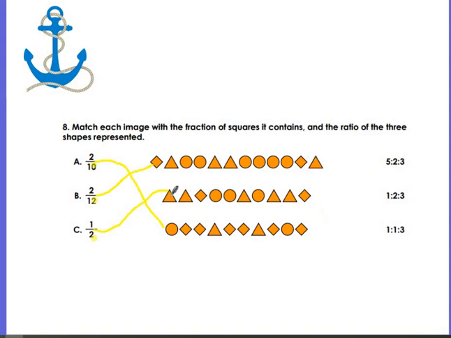So like we said, here we've got 5 triangles. We've got our 5 triangles here. 1, 2, 3, 4, 5. And then we have got 2 diamonds, 1, 2, and 3 circles, 1, 2, 3. So we've matched that one. We can match that one to there. Let's have a look then at the next one.